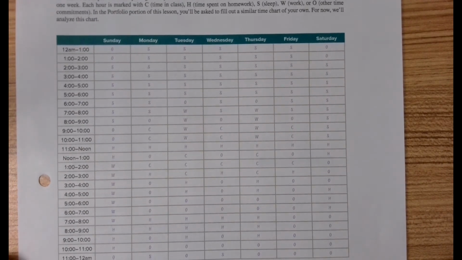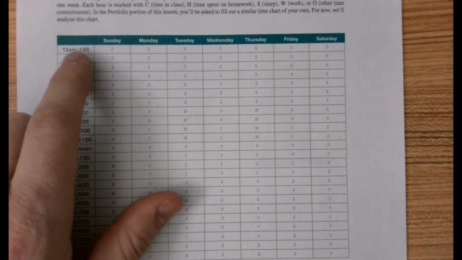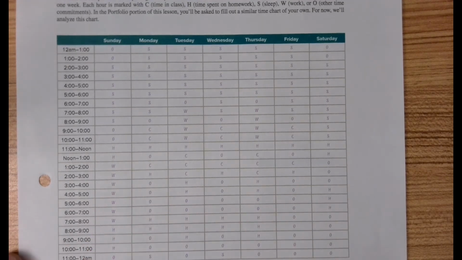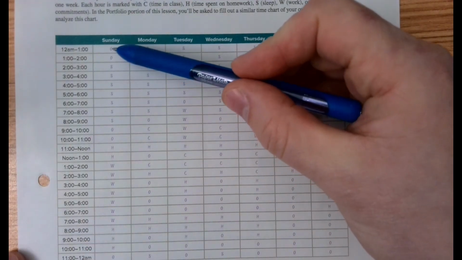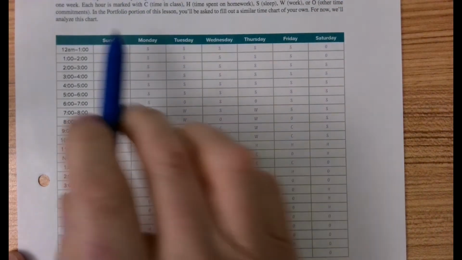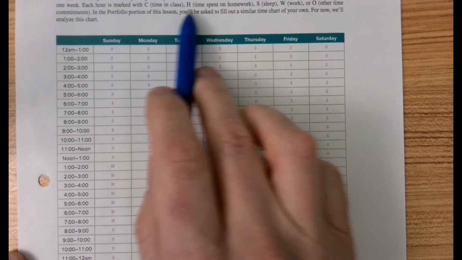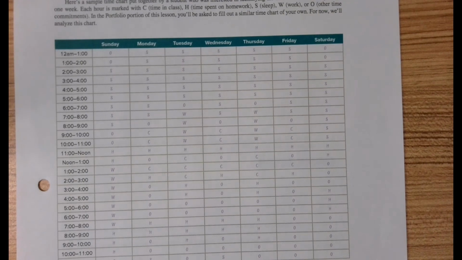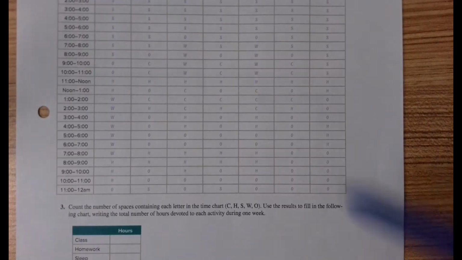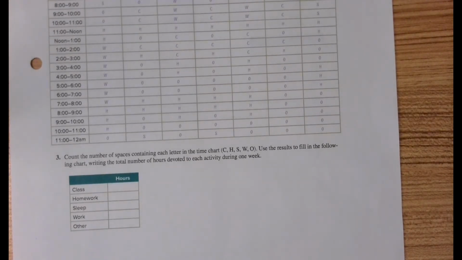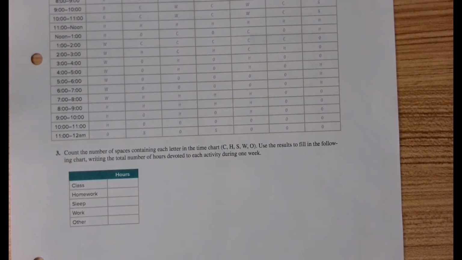Honestly, it's really difficult to read. What they did is they broke up one-hour segments for each day, and then they have the 7 days of the week. And then for each hour segment, they put in a letter, O, S, H, etc., that corresponds to C was class time, H was homework, S was sleep, W was work, and O was other time. And then your job was to count up how many C's are there in this thing. Well, I feel like that's a totally tedious task. That's what we have robots for.